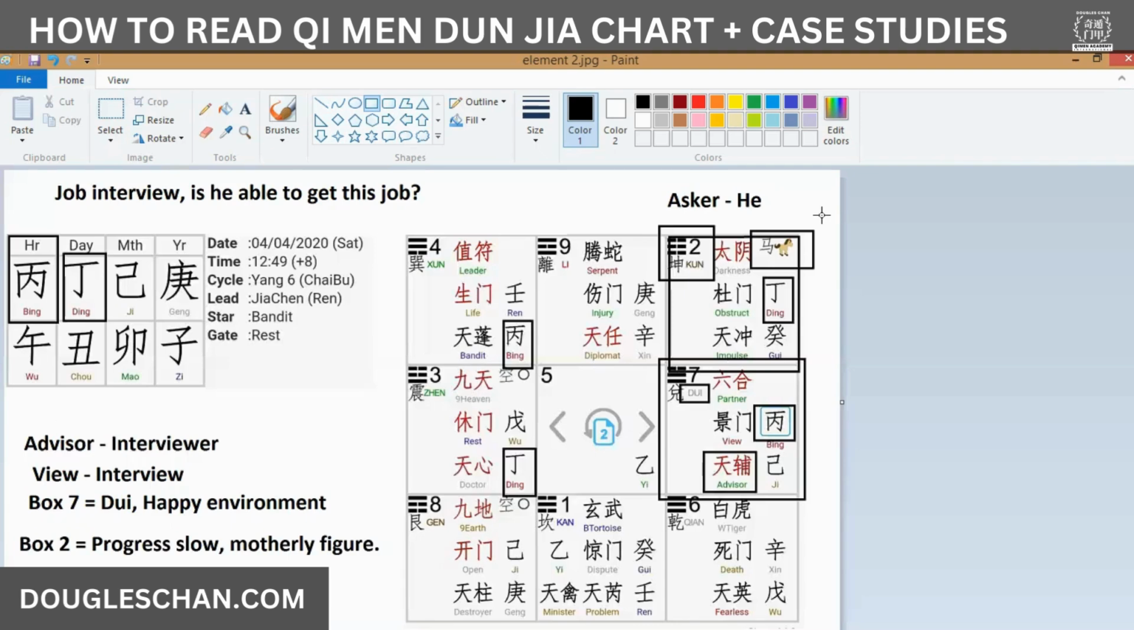So the chart itself is just talking about the chances of this person, whether he can get the job. But of course, it also depends on the person's attitude, how he answers the questions, whether he is able to impress the person, how many candidates are applying for this job, etc. So it's not always 100% that this chart is going to tell you the definite answer. It's just going to give you a very specific guide, a direction, about 70 to 80%, somewhere there.